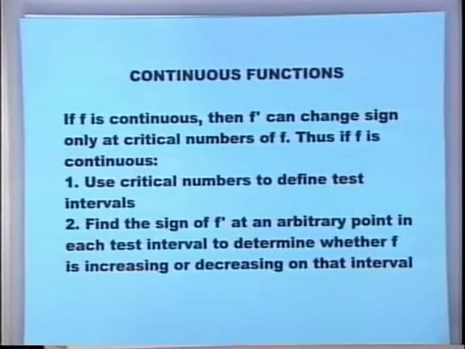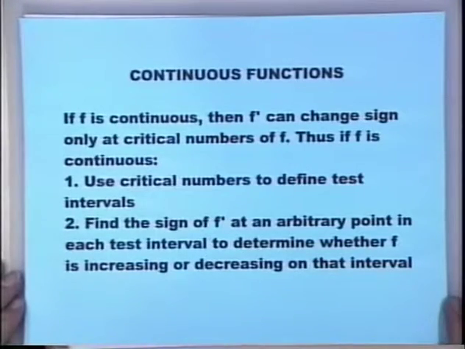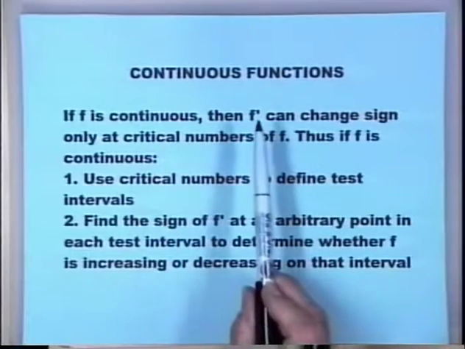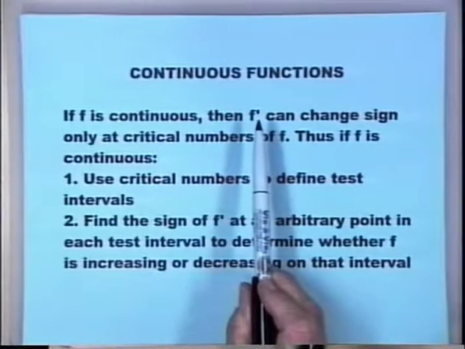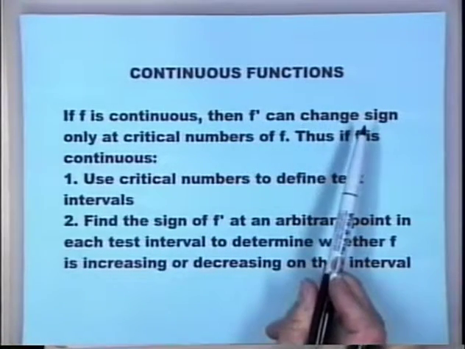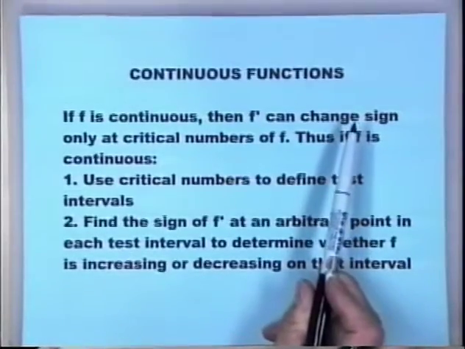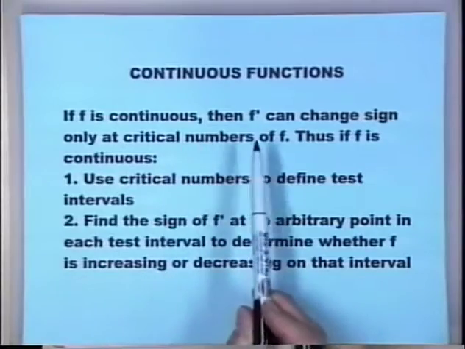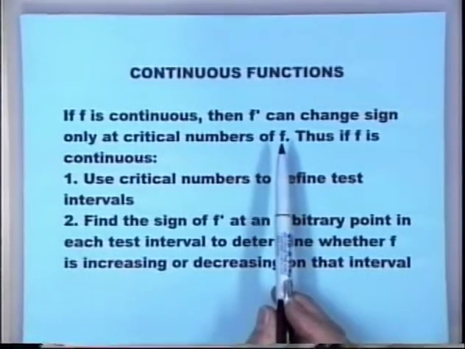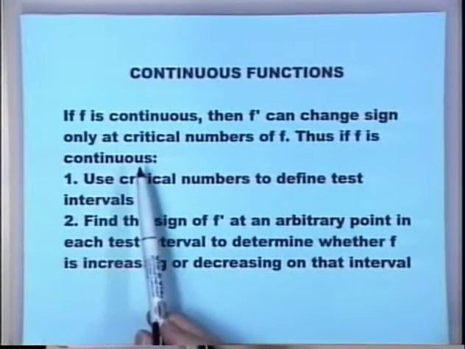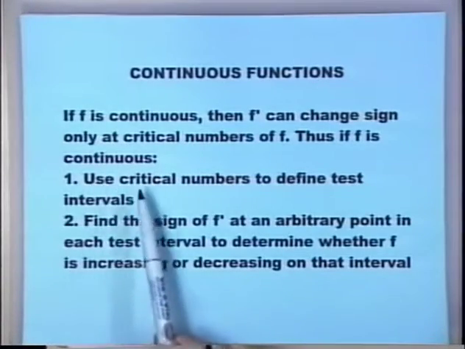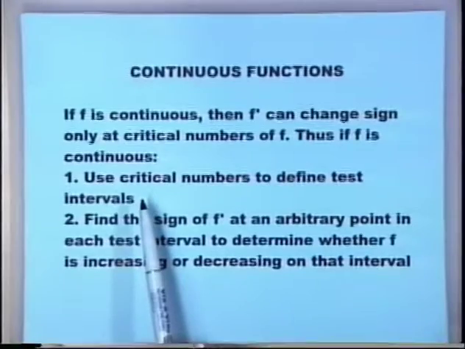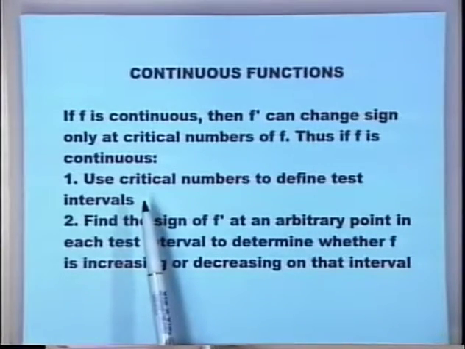Now, let's talk about continuous functions. That means there's no break. If f is continuous, then the derivative, f prime, can change sign, that means go from positive to negative or vice versa, only at critical numbers of the function. So, if f is continuous, we will use critical numbers to define what we call test intervals. I'll illustrate this with an example in a second.